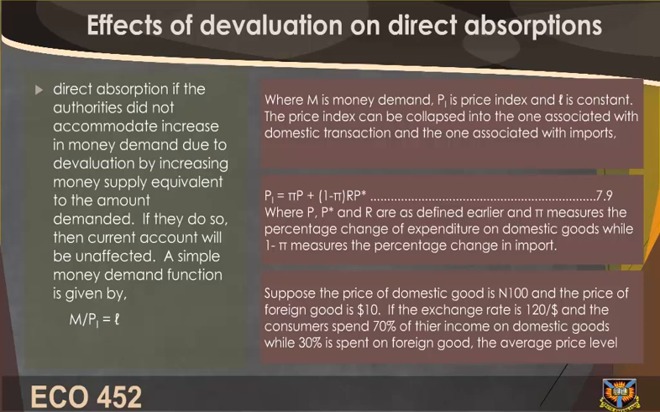The price index can be collapsed into the one associated with domestic transactions and the one associated with imports, where P, PX series and R are as defined earlier, and pi measures the percentage change of expenditure on domestic goods, while 1 minus pi measures the percentage change in import.